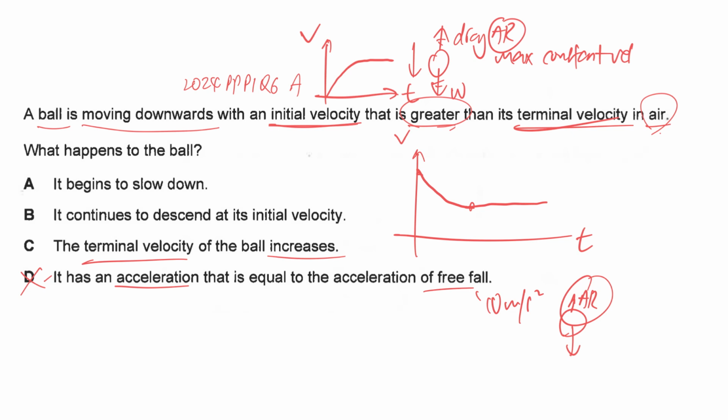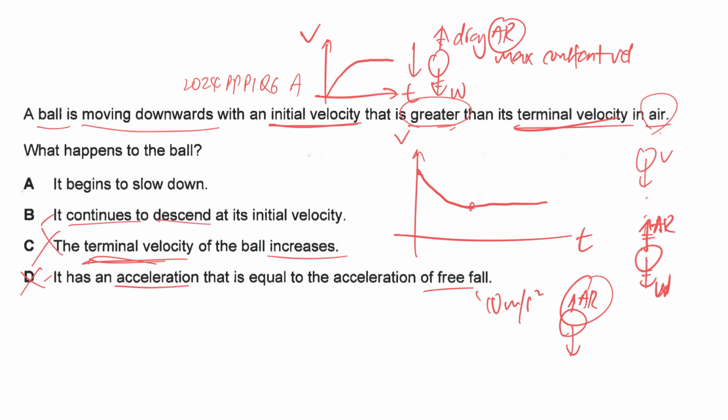The terminal velocity of the ball increases. Well, in this case, the terminal velocity actually depends on the property of the object and the fluid, in this case the air. It does not increase due to the initial velocity. So no matter how hard you throw a ball down with a higher initial speed, eventually, going through air, it will reach terminal velocity when the air resistance is equal and opposite to the weight. So the terminal velocity will not increase. So C is wrong.